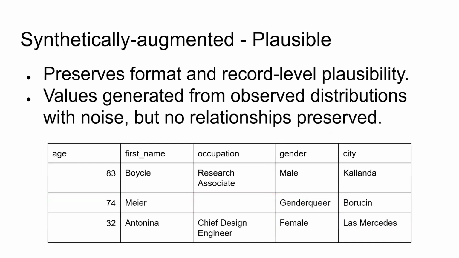Next, we have our first synthetically augmented dataset. It's called synthetically augmented plausible data. This data, similar to the last two, preserves the format and record level plausibility as previous and replicates some distributions where it's trivial to do so. This is our first dataset based on the actual original data, and values are generated based on the observations of this dataset, but we're going to add some sort of disclosure control methods to make it less personal. We also keep the frequency of any missing data or mistakes here.